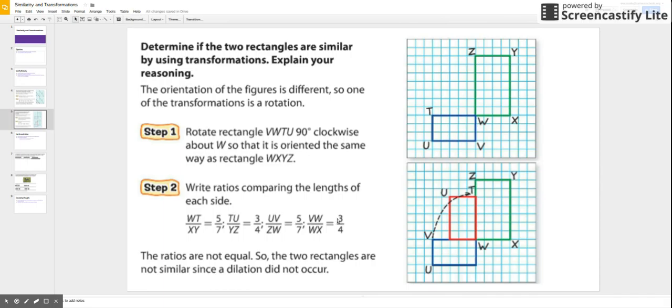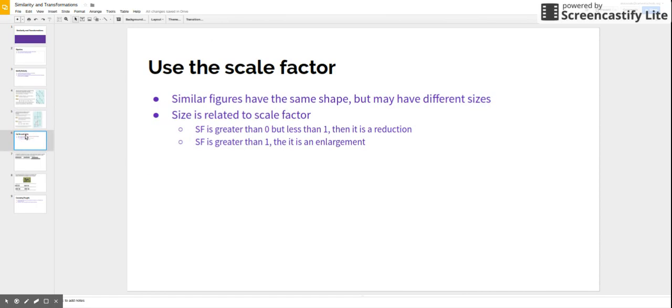You have to have equal ratios in order for them to be similar figures. So here, the two rectangles are not similar since a dilation did not occur, okay? A dilation did not occur in this instance. You could also use a scale factor. Similar figures have the same shape but may have different sizes. Size is related to scale factor. That's just something for you to recall from the last lesson.